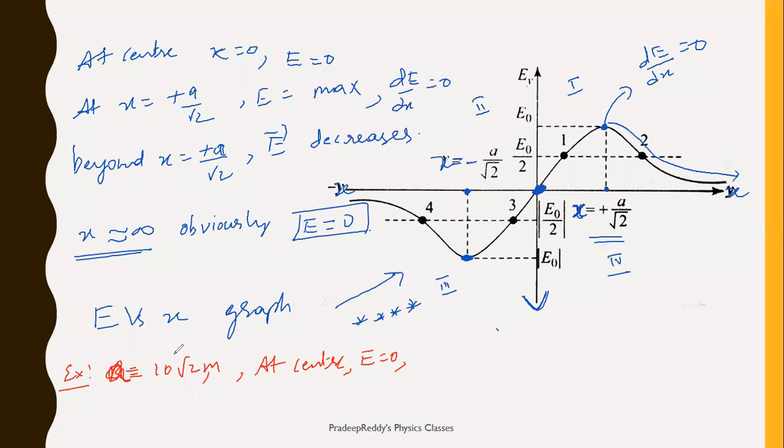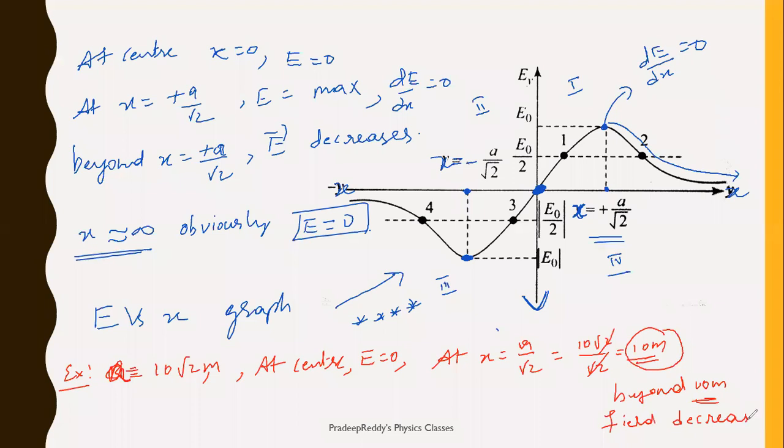Now you will get the maximum field at x is equal to a divided by root 2. That means a, which is 10 root 2, divided by root 2. Root 2 gets cancelled. This is equal to 10 meter. So that means from the center, if you go a distance of 10 meter, till that value, the field goes on increasing. Beyond 10 meter, the field decreases.